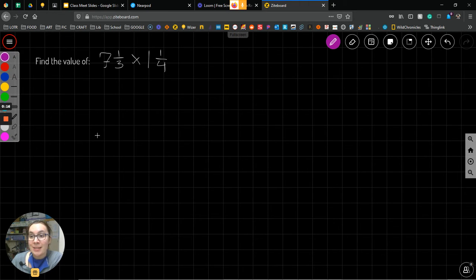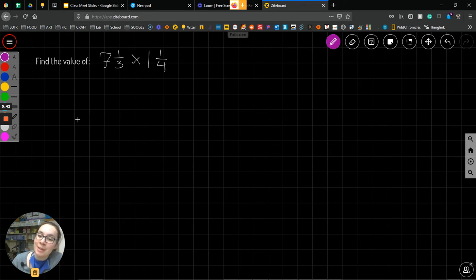So when we were adding and subtracting, you had the option of adding your whole numbers separately from your fractions. When you're multiplying and dividing, you don't have that option because of a little thing called the distributive property, in which case you'd have to multiply this times this, and this times this, and this times this, and this times that, and it's like 4 times the multiplication, and you don't want to do that.